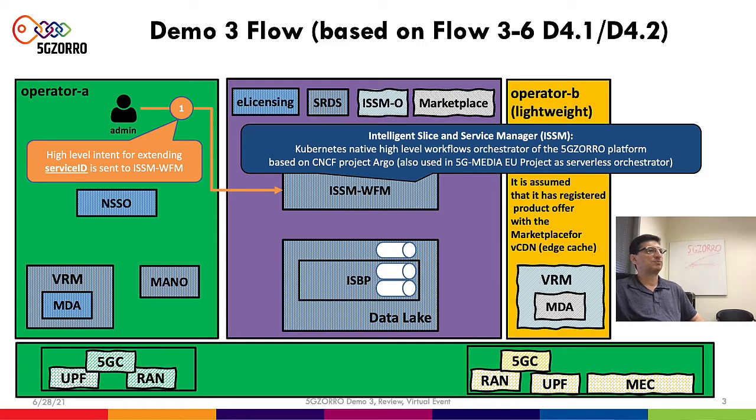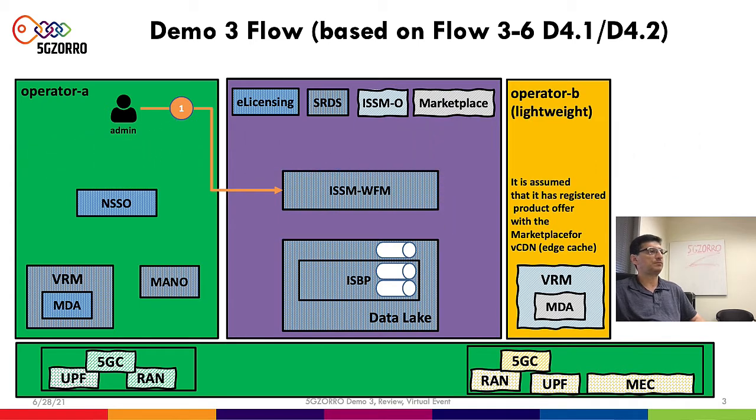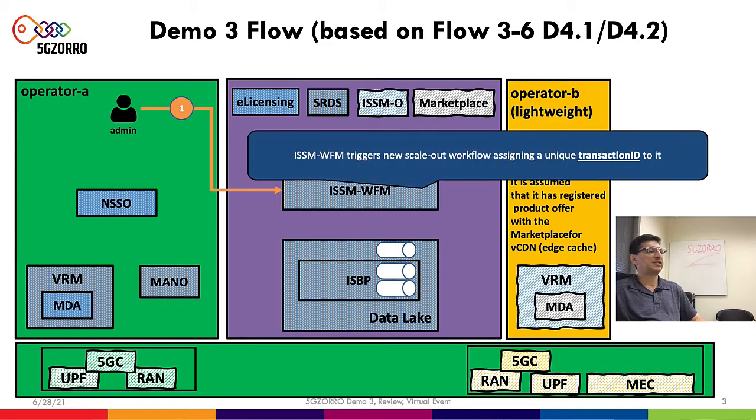Intelligent Slice and Service Manager, ISSM, is Kubernetes native high-level workflow orchestrator of the 5G Zoro platform. It is based on the Cloud Native Computing Foundation project Argo. We also used Argo in our previous projects. You will see this Argo logo later on in the demo. ISSM WFM triggers new scale-out workflow and assigns a unique transaction ID to this workflow.